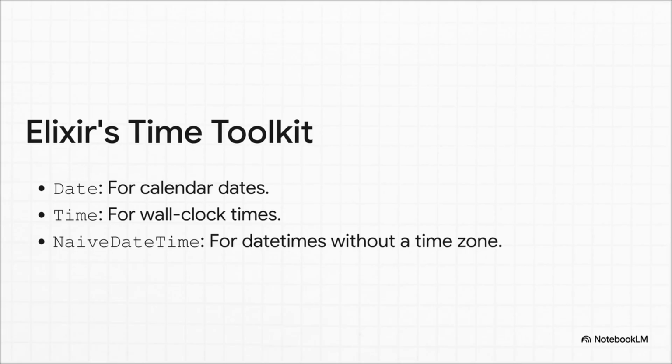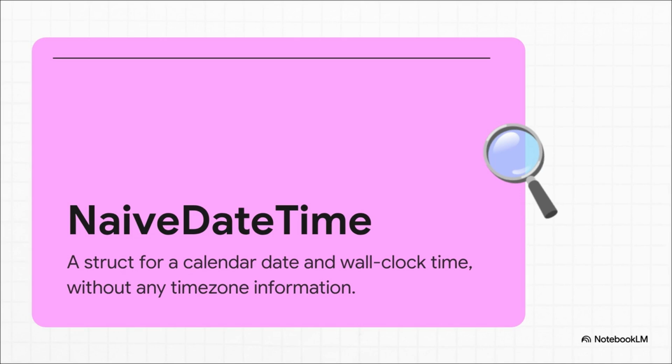This little guy is our secret weapon for when we need both date and time, but don't need to worry about time zones. Think about it. A naive DateTime is perfect for what we're doing here. A local library, probably in a single time zone. It gives us all the power of a full date and time struct, but we get to sidestep all the complexity of time zone management. It's clean, it's simple, and it's exactly what we need.